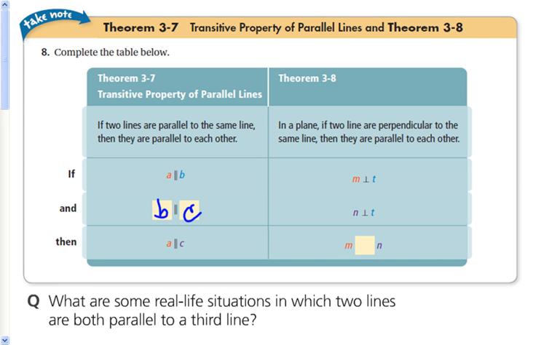And in a plane, if two lines are perpendicular to the same line, then they are parallel to each other. So if M is perpendicular to T and N is perpendicular to T, then M is parallel to N. In this one, we kind of have two perpendicular lines equal one set of parallel lines.